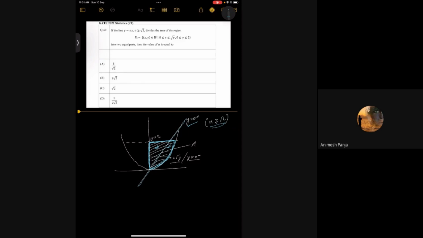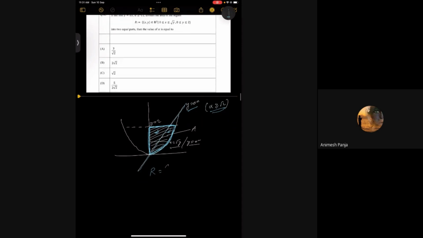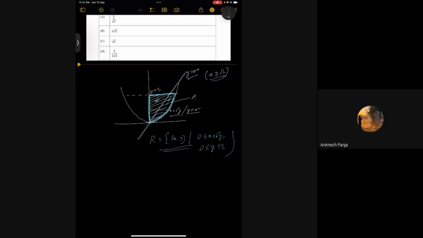Okay, let me just write down what R is. R is just the set of all points (x, y) where x lies between 0 and √y, and y lies between 0 and 2. So okay, let's see what this R looks like. X lies between 0 and √y, so the x coordinate should be positive, so it should lie on the right half of the xy plane, and it should be less than or equal to √y.